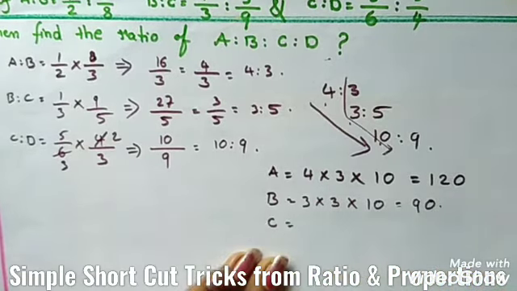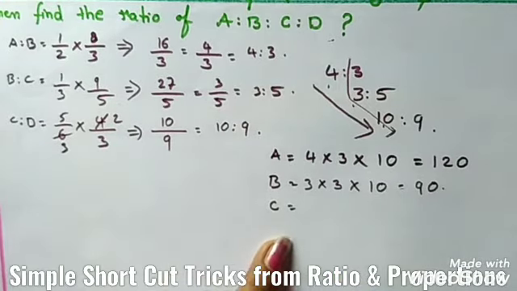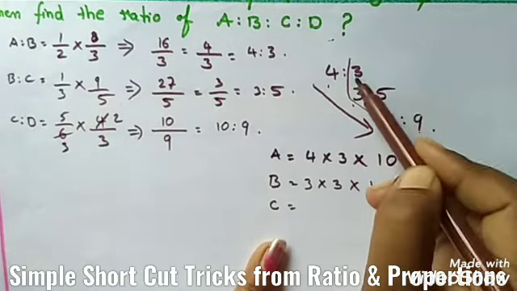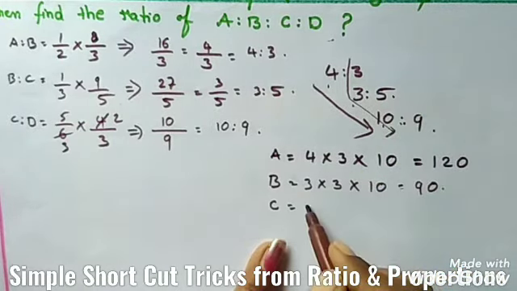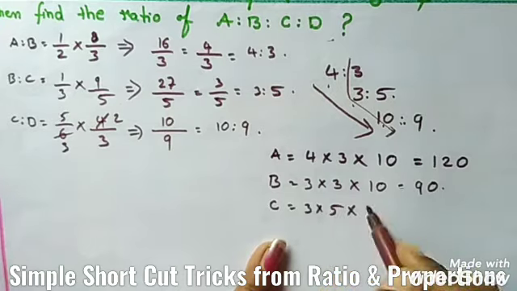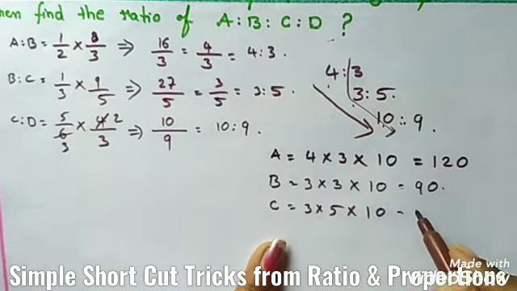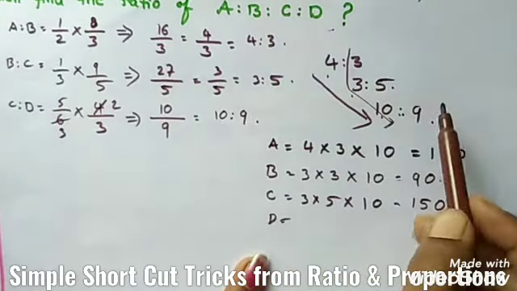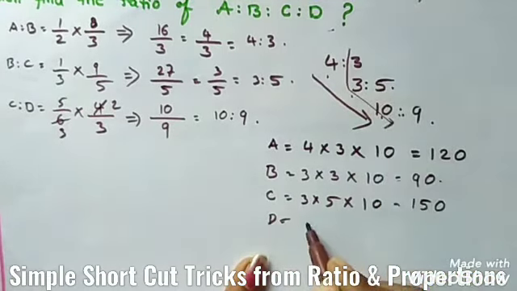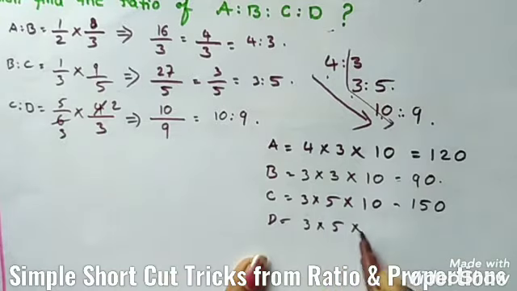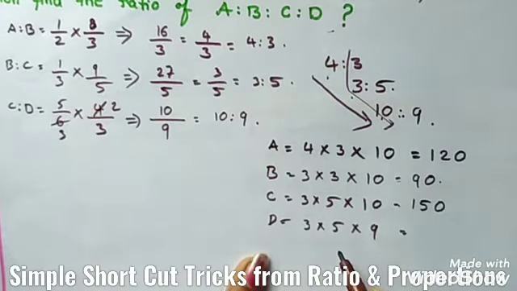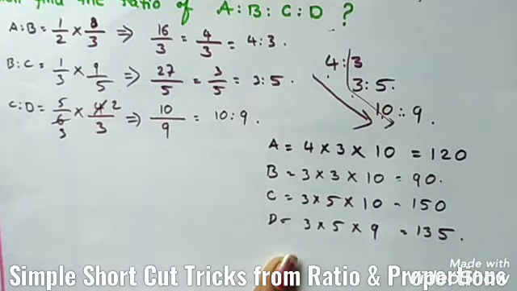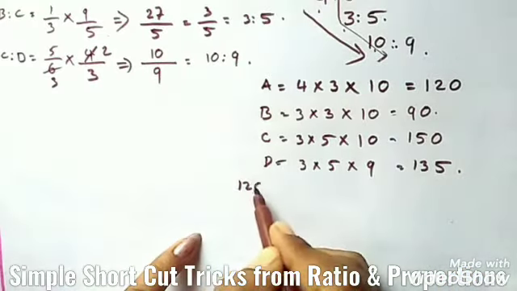That is for B. Now coming to C, that is step number 3. Here 3 into this 3, this 5, this 10. So 3 into 5 into 10, 15 into 10, 150. Now in step number 4, simply 3 into 5 into 9. 3 5's 15 into 9, 135. Here you got the answer.